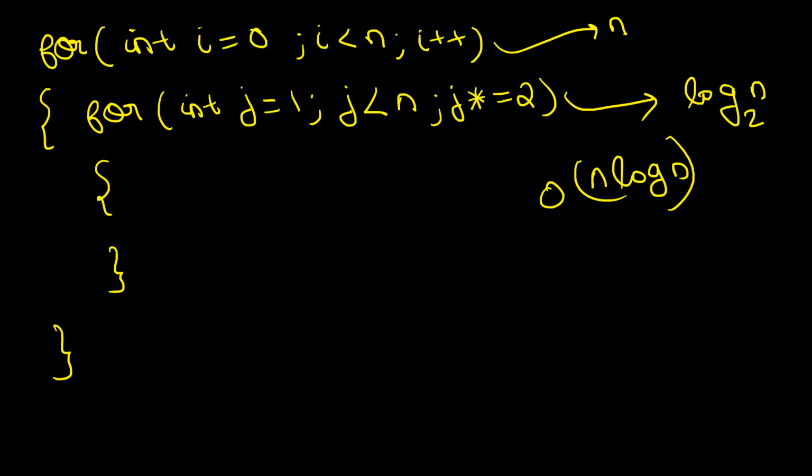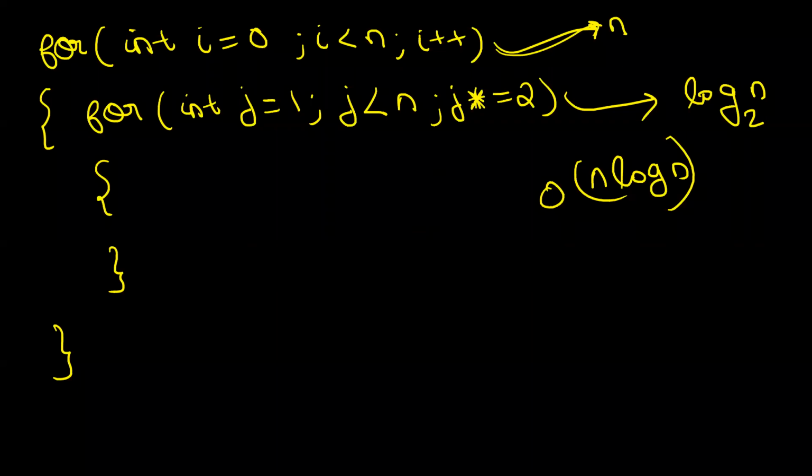Very simple. Look, j starting from 1, every time it is multiplied with 2. So this is log n to the base 2. And the outer loop is running for n times. Just multiply both of them. n log n. Okay. So this is n log n. Now, why base 2? Because you are multiplying j every time with 2.